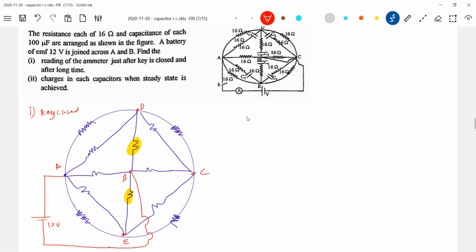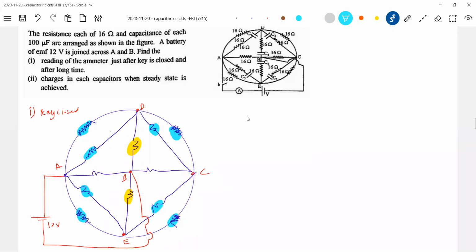So therefore these two will be parallel. These two are parallel. This will become parallel. And all these four will be parallel. These four resistors will be parallel. All those which are parallel, I'll shade. They will be parallel, and they'll be in series. And these two resistors, you can remove it.